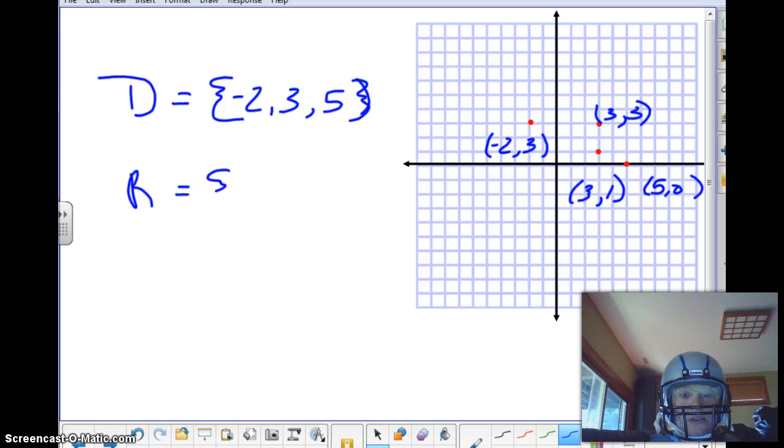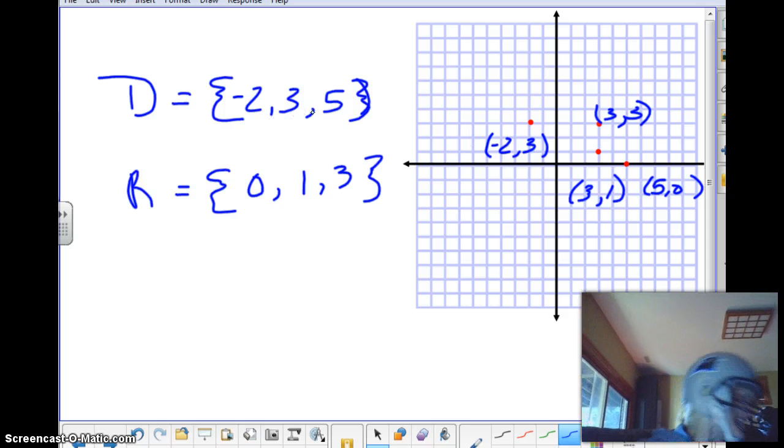And for the range, we're going to look at the y's. So we have 3, 1, 3, and 0. So we usually go in numerical order from least to greatest. And so we have 0, 1, and 3. So even though there are 4 coordinates, we can just have 3 written down because 3 occurs twice, you just write it once. So you can't really rely on this to determine if it's a relation or a function because it won't identify if one of these is repeated more than once.